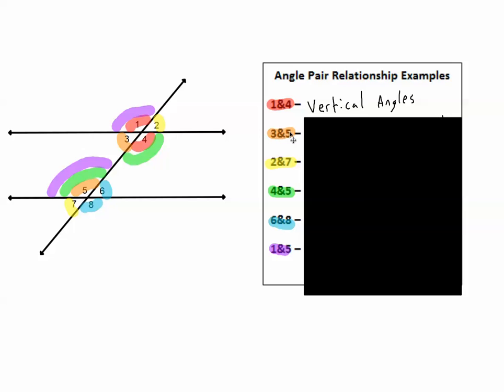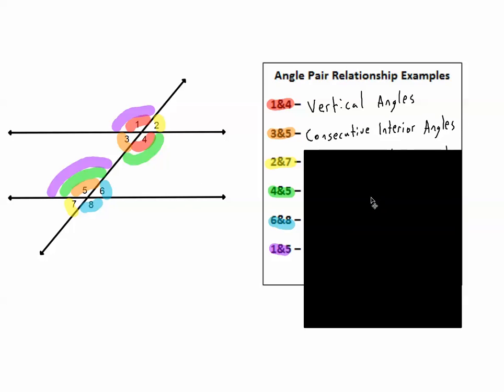Angles 3 and 5 in orange. I notice right away these orange angles are in the interior. They're in between our 2 lines that will be parallel. That narrows it down to either being consecutive interior or alternate interior. And in this example, 3 and 5 are going to be consecutive interior angles. This is because they are both on the same side of our transversal. They're both on this left side.